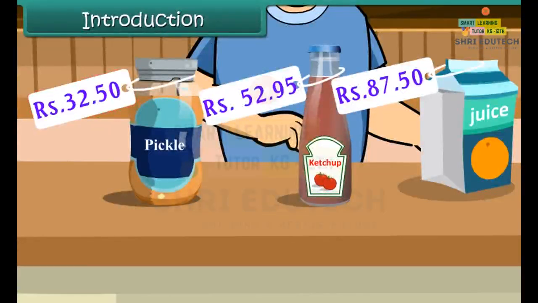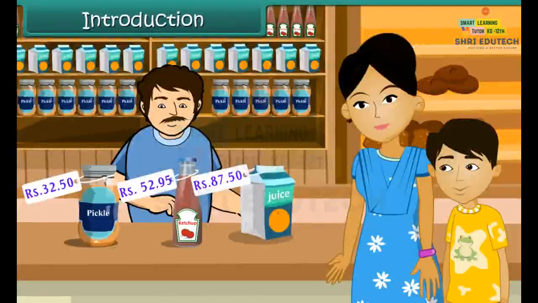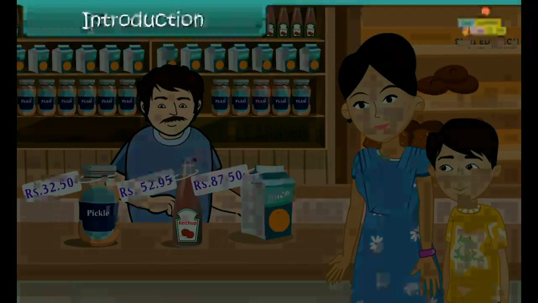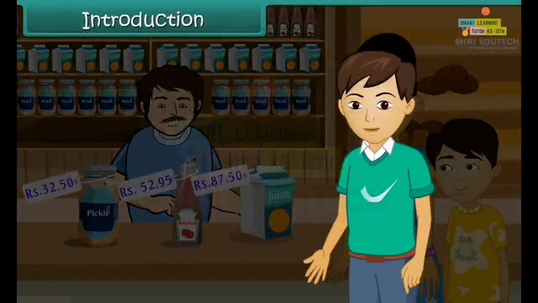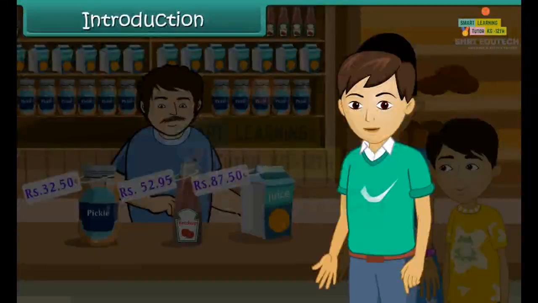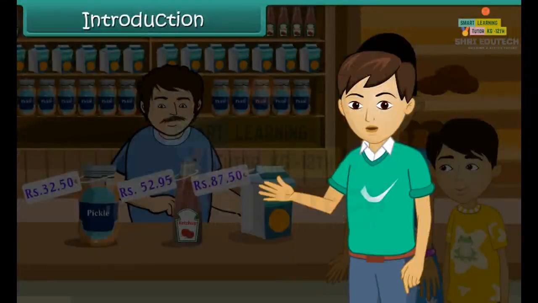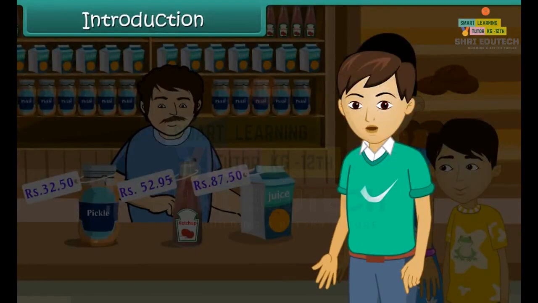Do you see that all the prices are decimal numbers? How much money should your mother pay to the shopkeeper? To find that out, you need to add the three decimal numbers. In this lesson, you will learn to add and subtract decimal numbers and understand their application in real life.